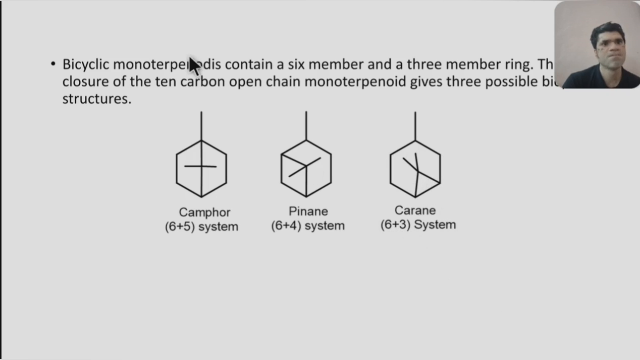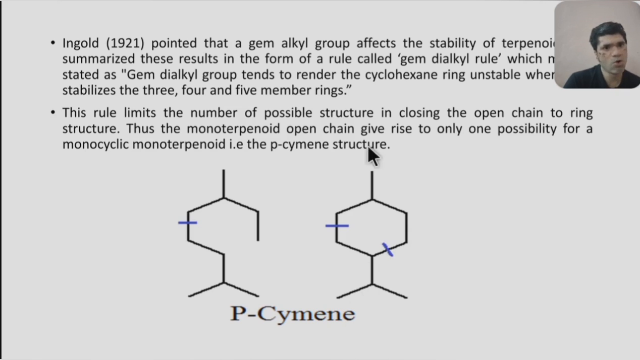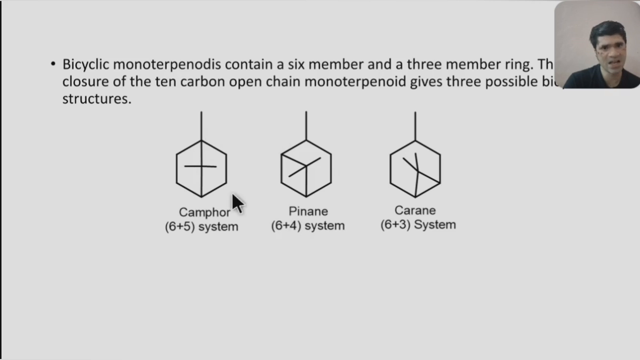So that means in the case of monocyclic monoterpenoids, it will give only one product on ring closure, whereas in the case of bicyclic compounds, on ring closure it gives 3 different products.